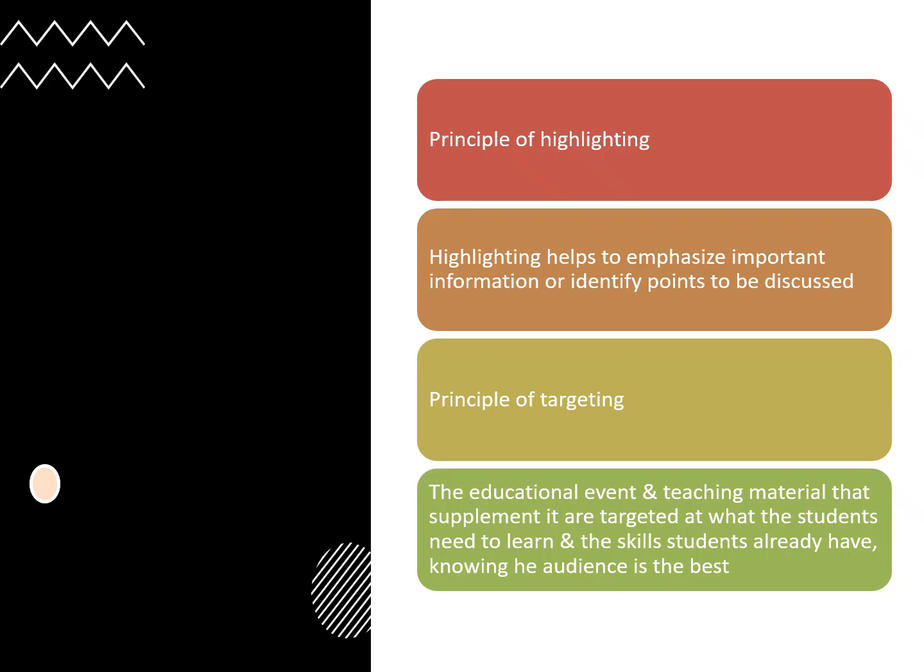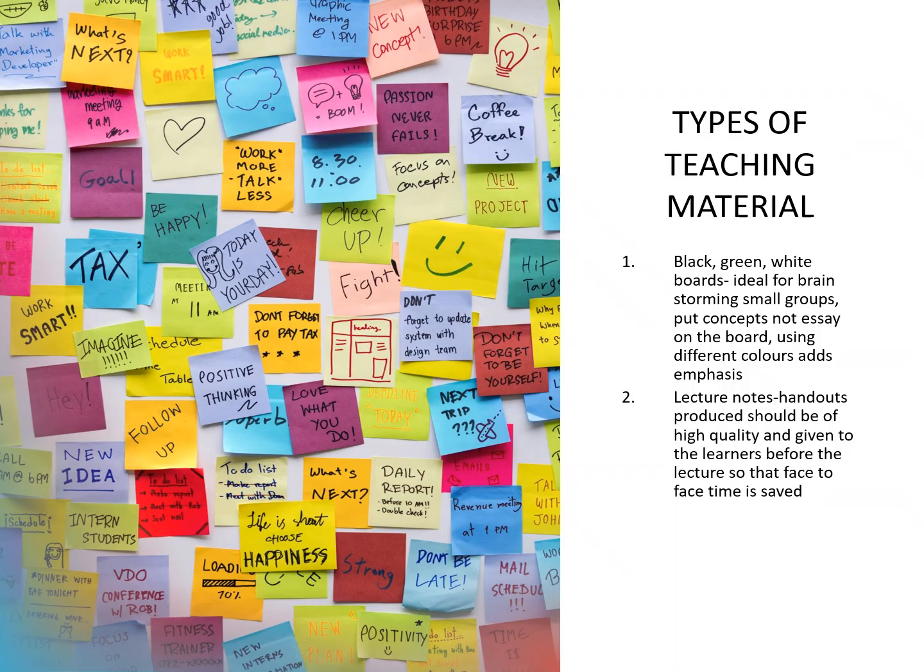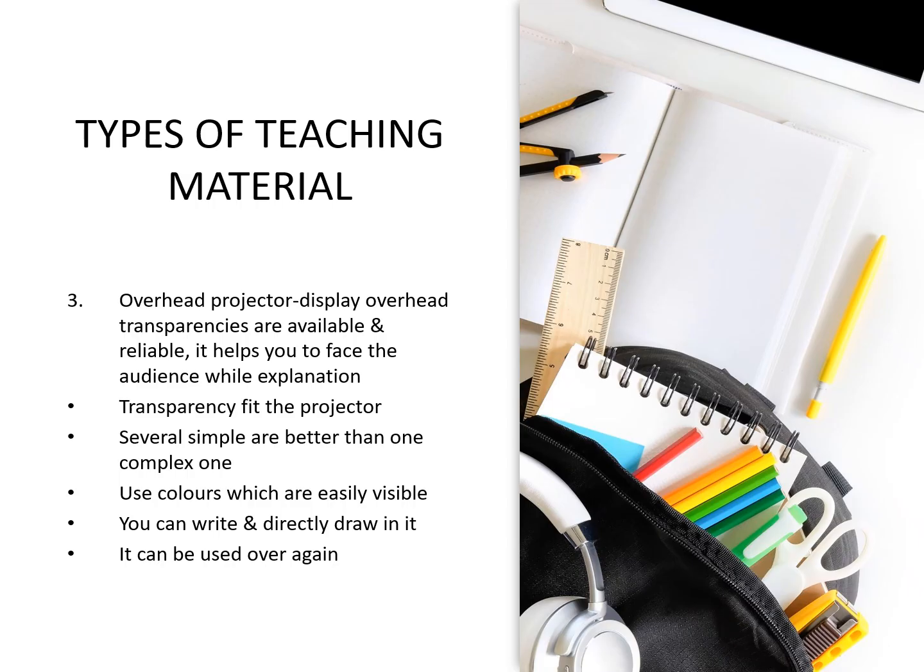So we just got to know the 5 principles which are important. Now what are the different types of teaching learning materials? These can be blackboards, whiteboards, green boards, smart boards, all different types of boards which are available, having their own different characteristics. Lecture notes, handouts, flashcards are also important kinds of teaching learning material.